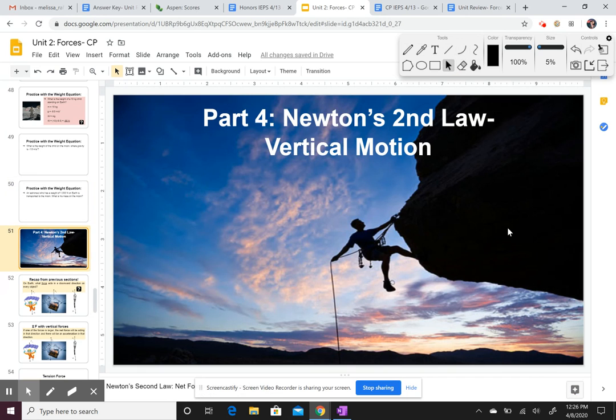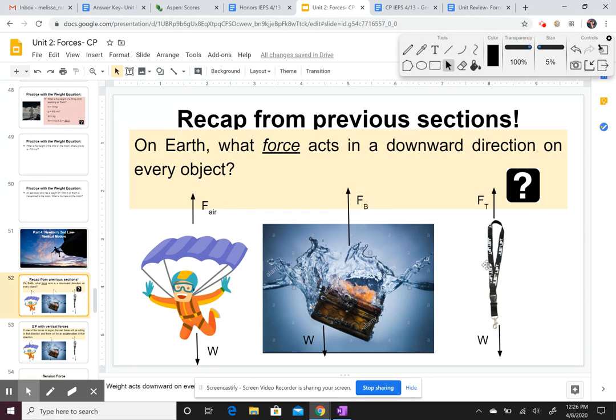So this guy, he's rappelling off a cliff. He has a force of weight that's trying to pull him down to Earth, but then he has some tension in that cord or rope that's acting against his weight. So tension is one example of an upward force that could resist weight.